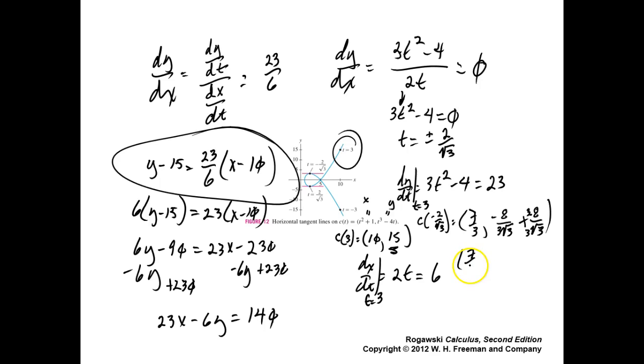Okay, 7/3, okay, and that would be 24 minus 8 would be 16 over 3 root 3. Okay, there's that one.